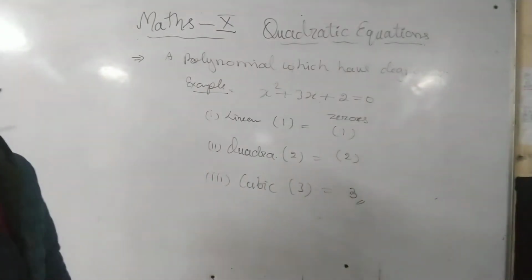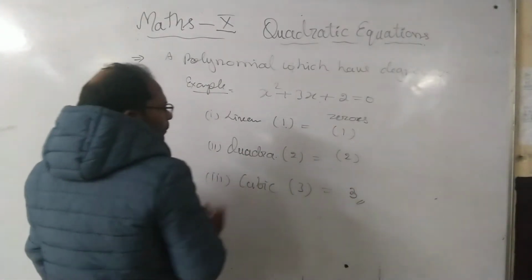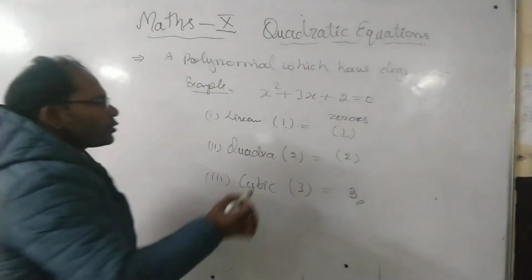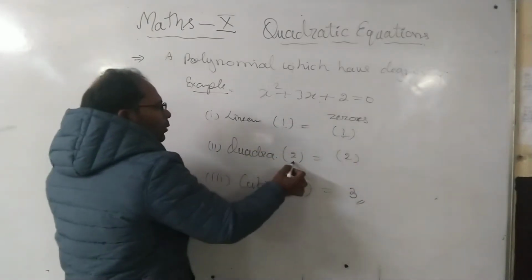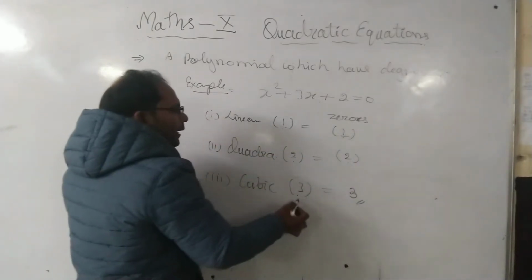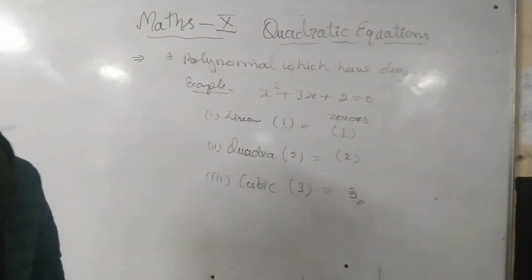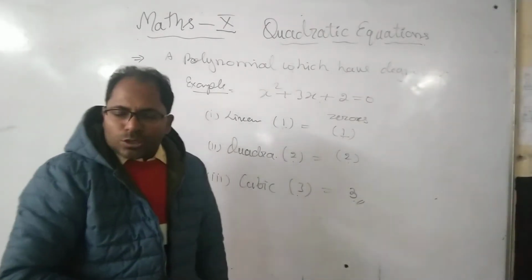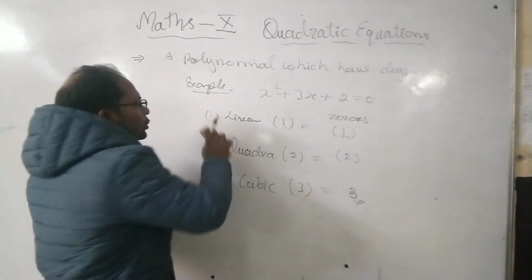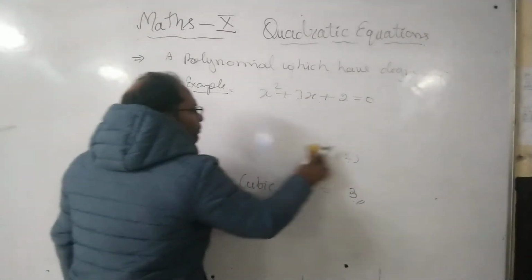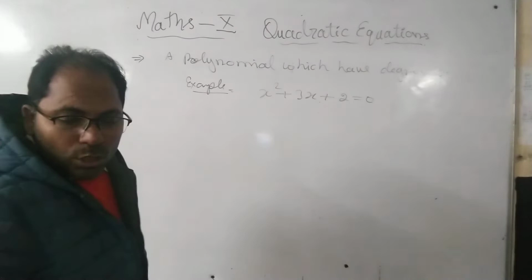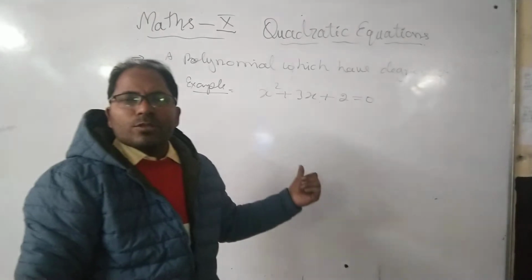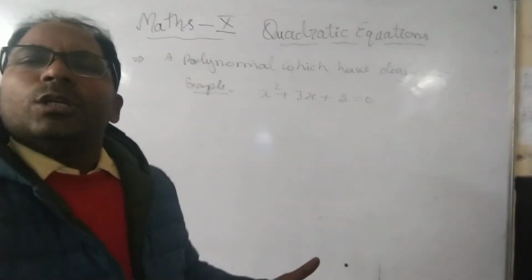So here you can see, the degree of the polynomial is equal to the number of zeros of the polynomial. If there is 1 degree, there is 1 zero. If there is 2 degree, there are 2 zeros. If there is 3 degree, there are 3 zeros. So the number of zeros depends on the degree of the polynomial. So here in the quadratic equation the degree is 2, so maximum zeros or the maximum solutions of this equation will be 2.